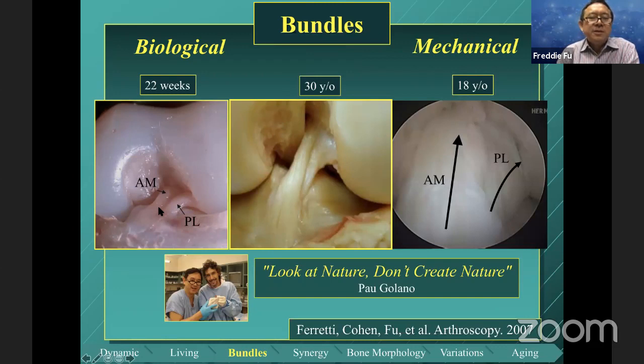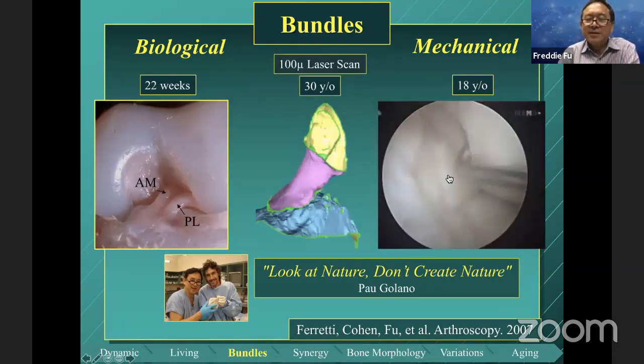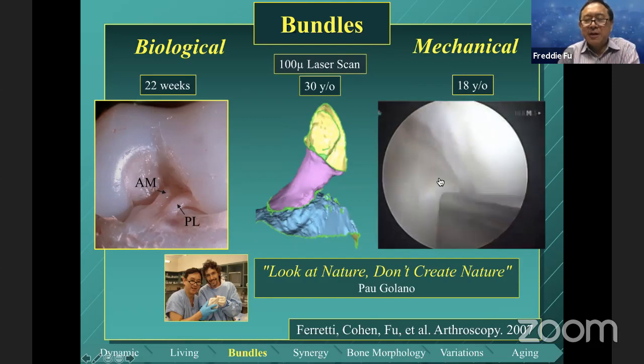Now, this is the first fetus we did, a fresh fetus. You can see the two bundles right there, vascularity coming in. And this is a 30 years old. And this is 18 years old, arthroscopic meniscectomy cases. You can see a very big PL bundle here. And in America, the rest of the world, they do not like this PL bundle. They think it's not important.